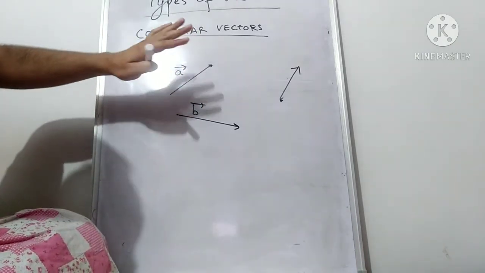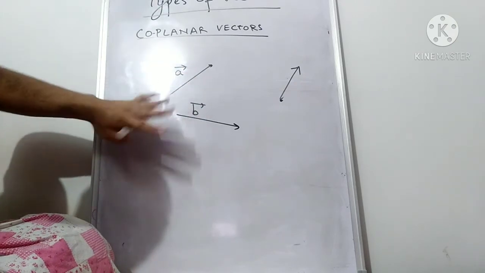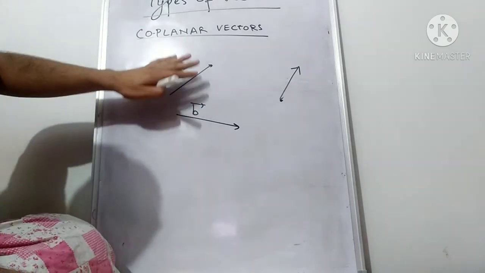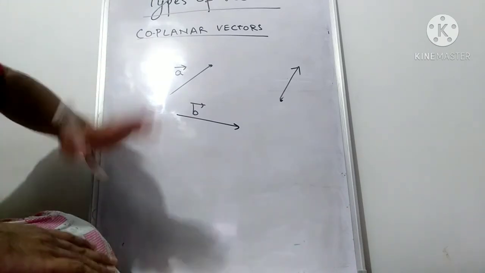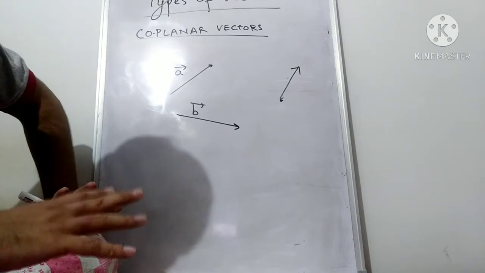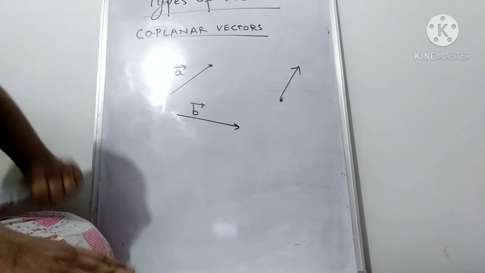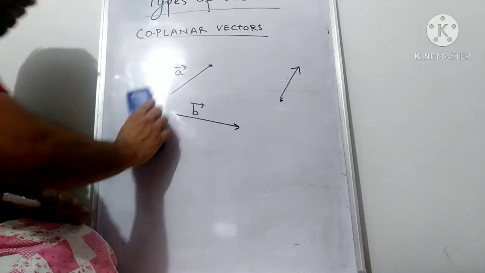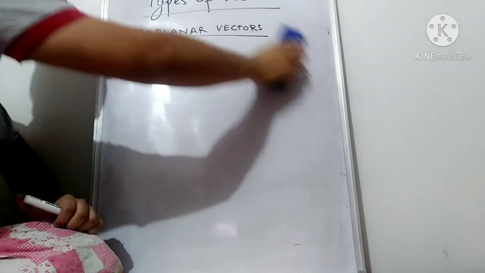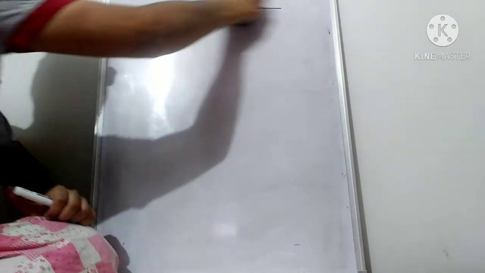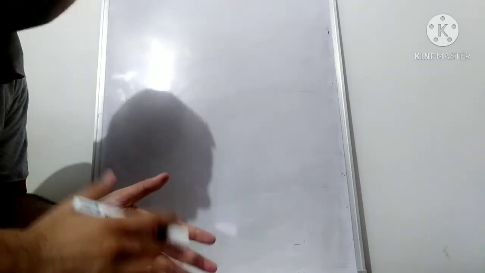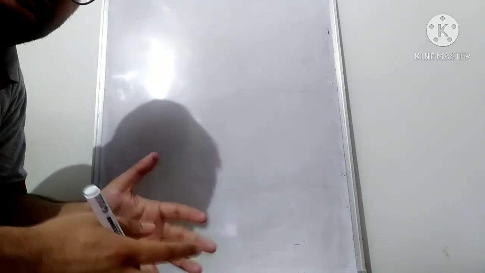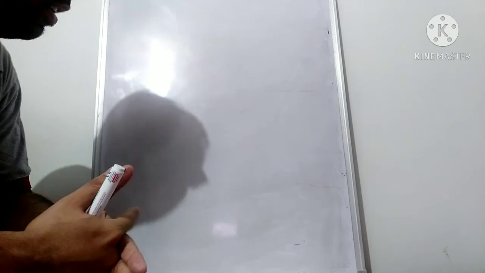Any vectors which are lying in the same plane, whether it is the plane of the board or this bed, or any same plane, are called coplanar vectors. So this was about the different types of vectors that we are going to study in the coming sessions. We must be aware of the different terminologies, and if these concepts are used in questions, you must be aware of them.